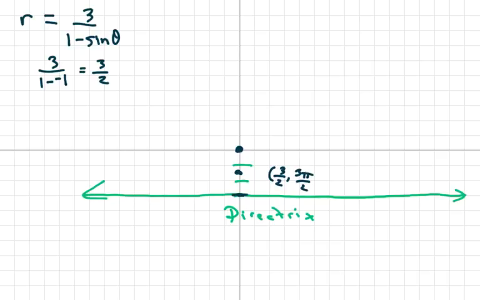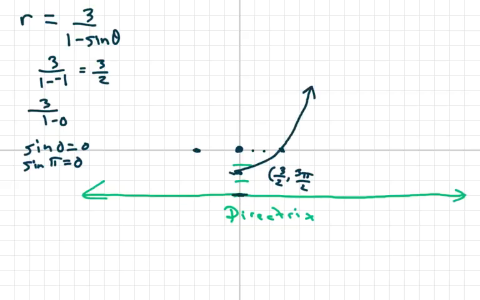Now let's get the width of this. Let's plug in 0 angle and pi. So 3 over 1 minus 0. Sine of 0 equals 0, and sine of pi equals 0. So basically we get 3 each time. So 1, 2, 3, 1, 2, 3, and it opens up, something like that.